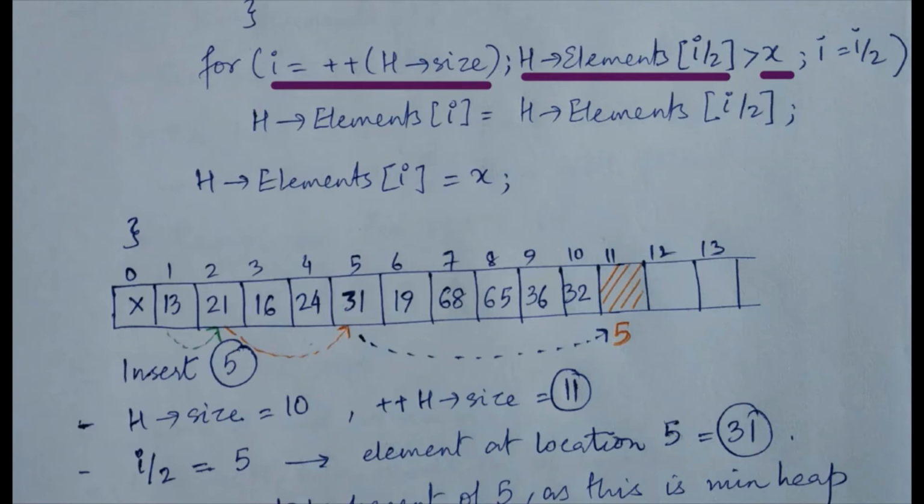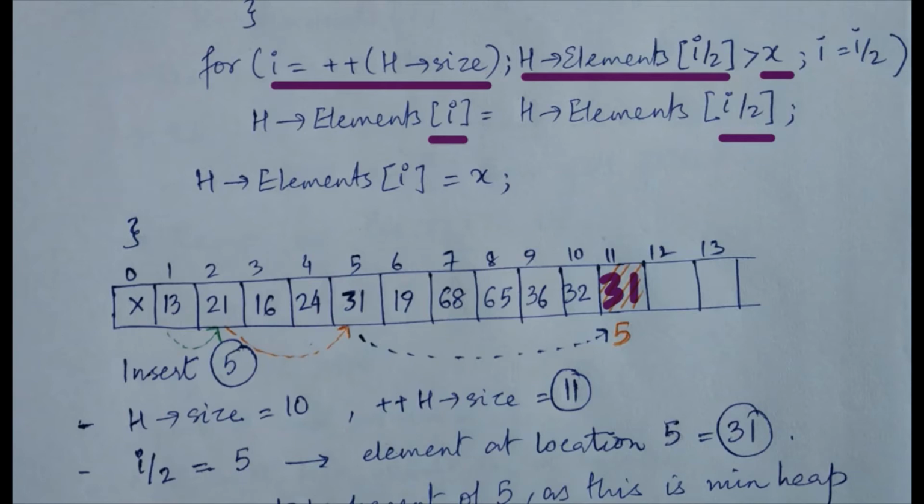31 was the parent of this location. Is 5 less than 31? Yes, it is less than 31. So if it is less than 31, you go inside this for loop and you copy 31. I by 2 is the parent. I is the child. You remember, if n is the parent, 2n is the child. And if, let's say, x is the child, x by 2 will be the parent. So I copy 31 in this location, which is here. 31 goes here.